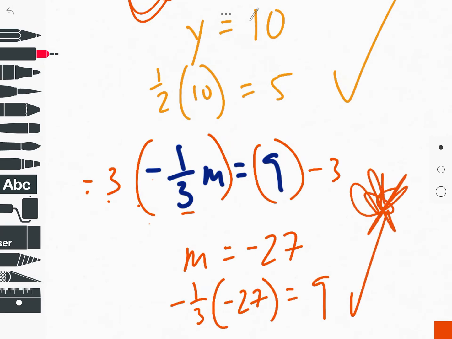Okay, this last one's probably the most wonky one of them all, the one that we just did. But it just takes practice. So you got to look at what you see happening to the variable, and you got to undo it.